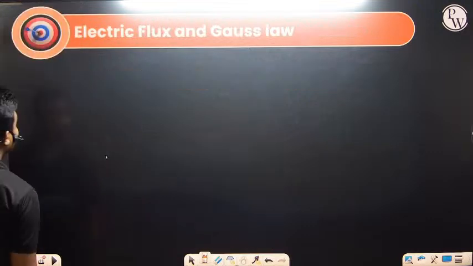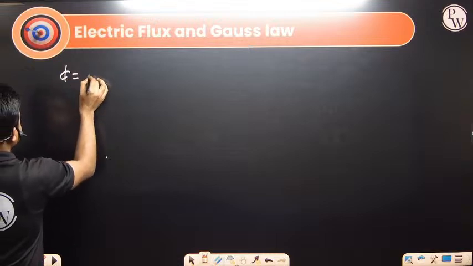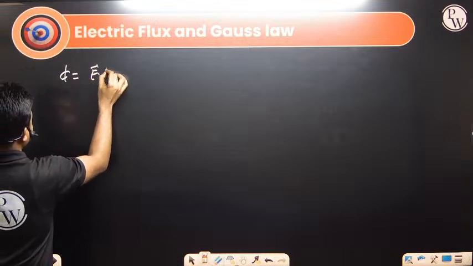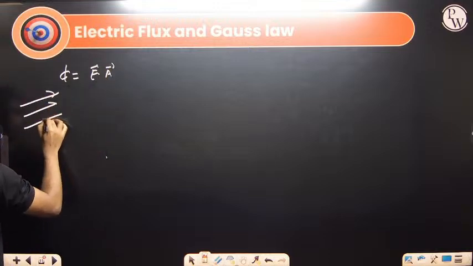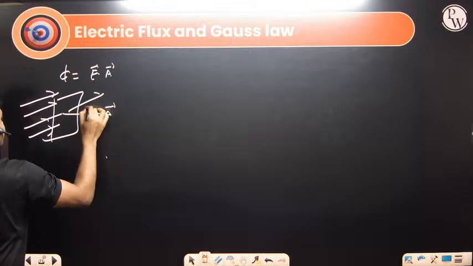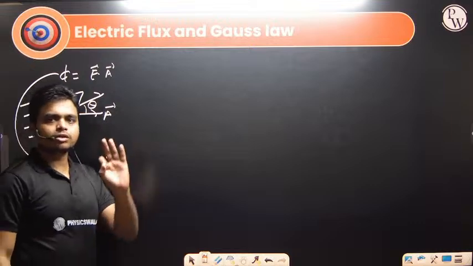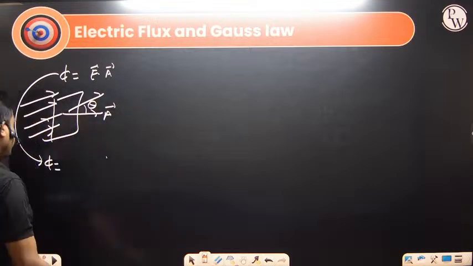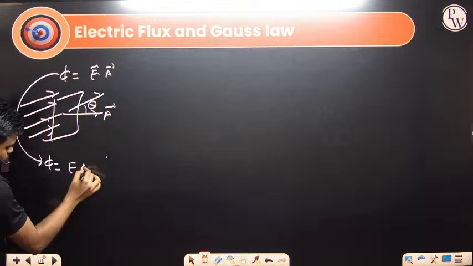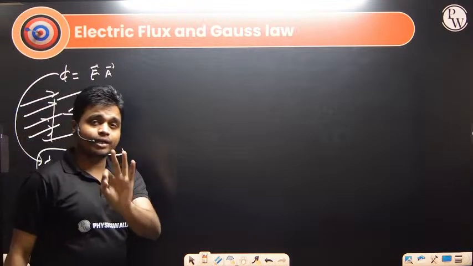Moving next, that is electric flux and Gauss law. So what is electric flux? The flux is defined as electric field dot area. If the electric field exists in this particular manner, and there is an area vector, this one, then the angle between them is theta. Flux is proportional to the number of field lines passing through the given area. So we can write phi equals E A cos theta, where theta is the angle between the area vector and the electric field.